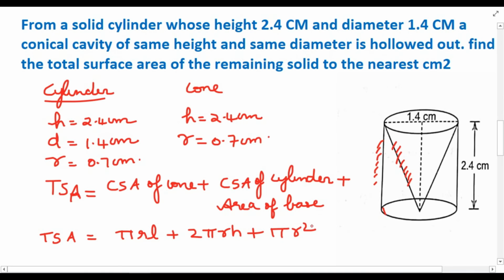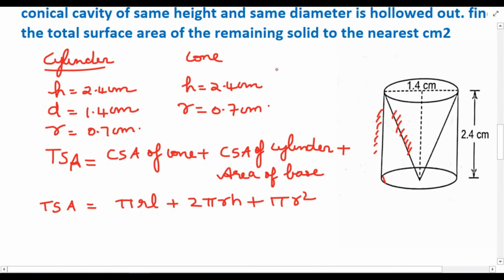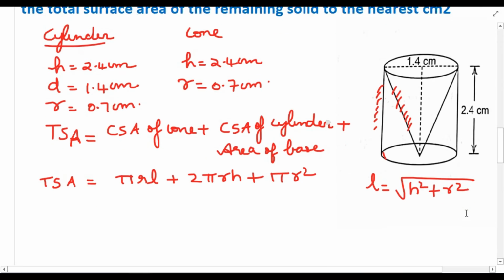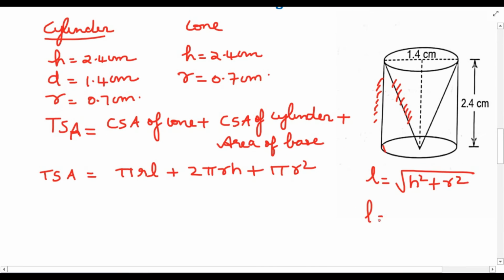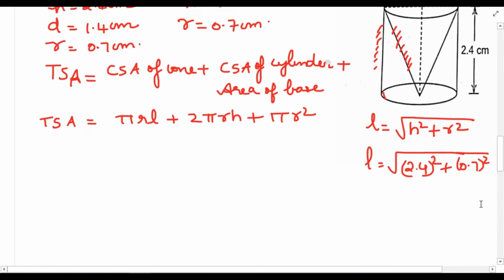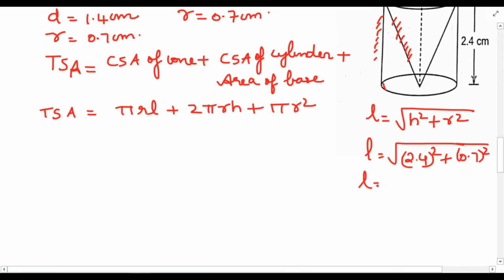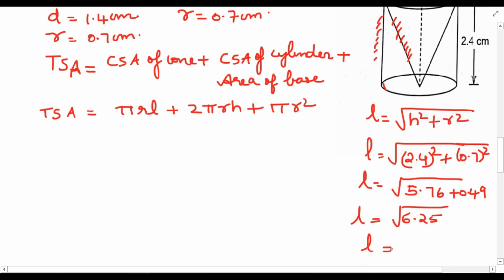Now we don't have the slant height of the cone, so we need to find it. The slant height of the cone is equal to square root of h square plus r square. So h square is 2.4 the whole square, r square is 0.7 the whole square. So 2.4 the whole square is 5.76 plus 0.49. When you add this, you will have 6.25 centimeter square, so the slant height is equal to 2.5 centimeter.